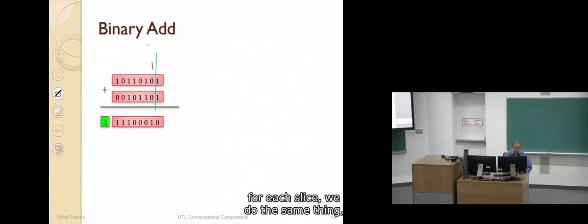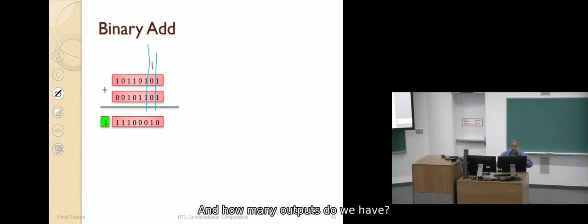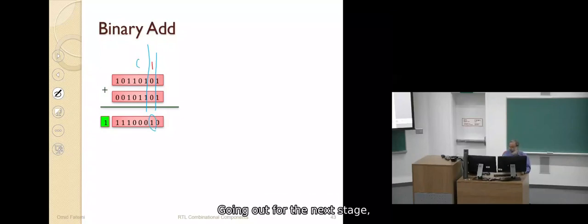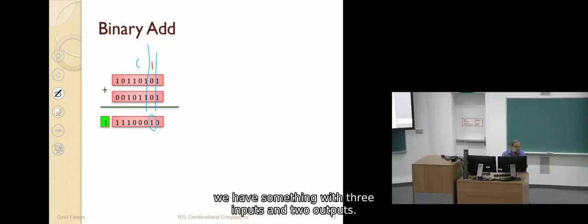For each slice, we do the same thing, very similar thing. And in this slide, how many inputs do we have? 3. One, AI, BI, and the CI coming from the previous stage. So we have 3 inputs. And how many outputs do we have? 1 plus carry. We have 1 as a sum and 1 as a carry going out for the next stage. So we have something with 3 inputs and 2 outputs.